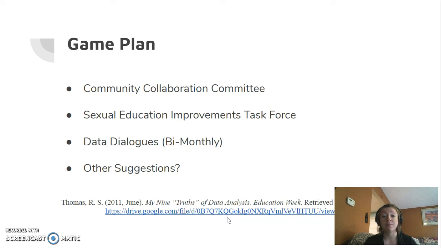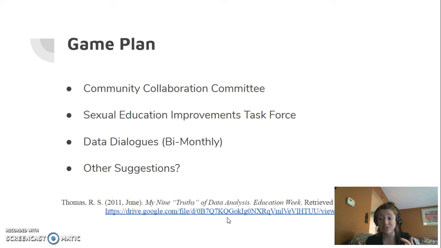And then, of course, taking a page out of Thomas's book in My 9 Truths of Data Analysis, we want to talk about some bi-monthly data dialogues. So the sacred time, about at least 45 minutes to an hour, hour and a half, where we'll meet every 2 weeks with the entirety of the staff. So everybody will come in, we'll talk about our data, we'll talk about the increases and the decreases, where we can improve, and talk about those gaps that we discussed within the critical questions so that we can get to where we want to be as a staff and as a district.